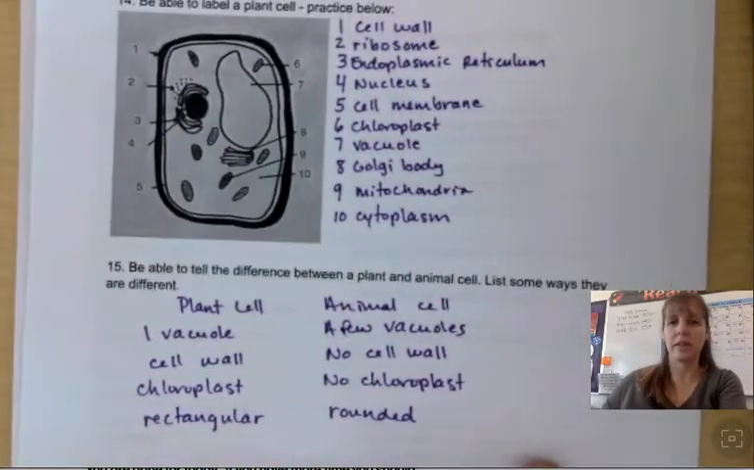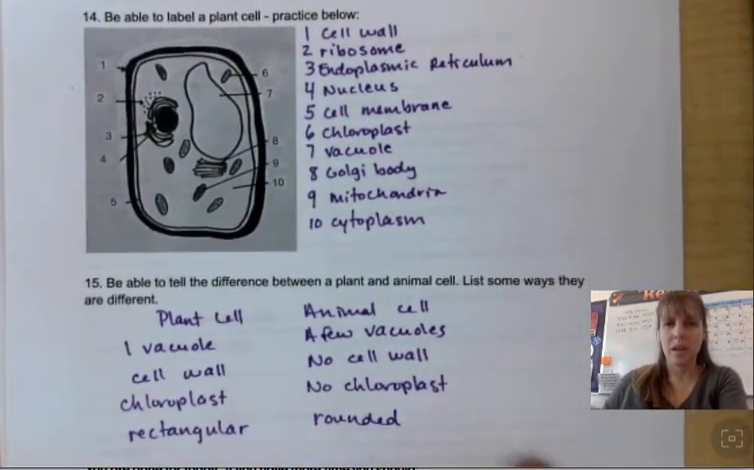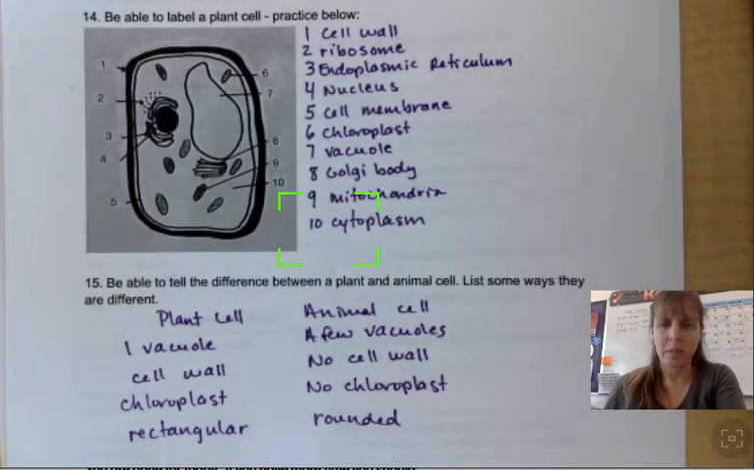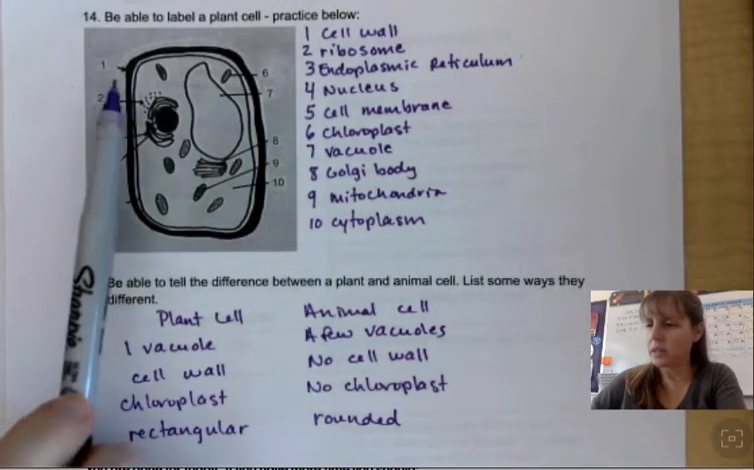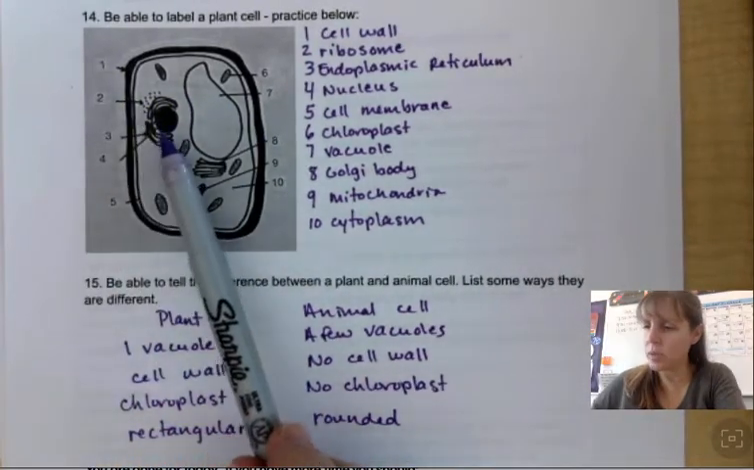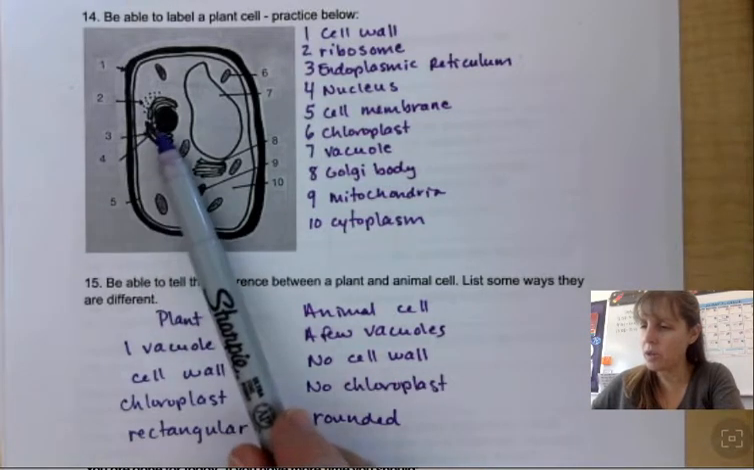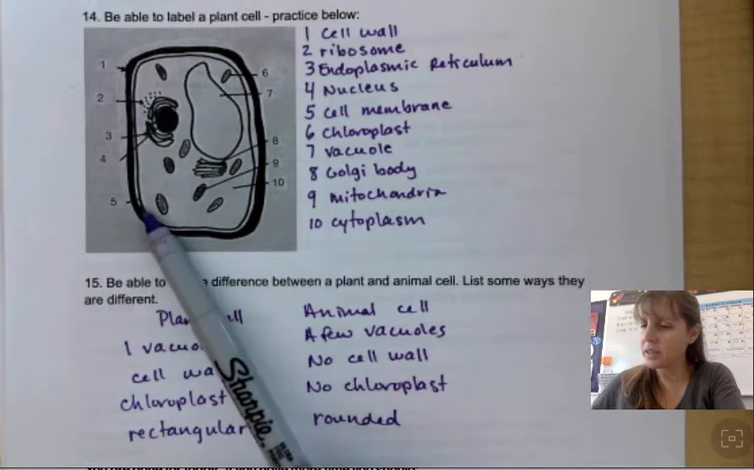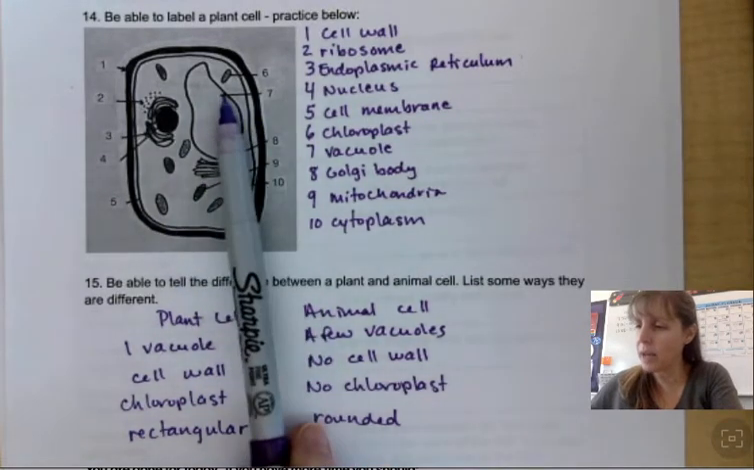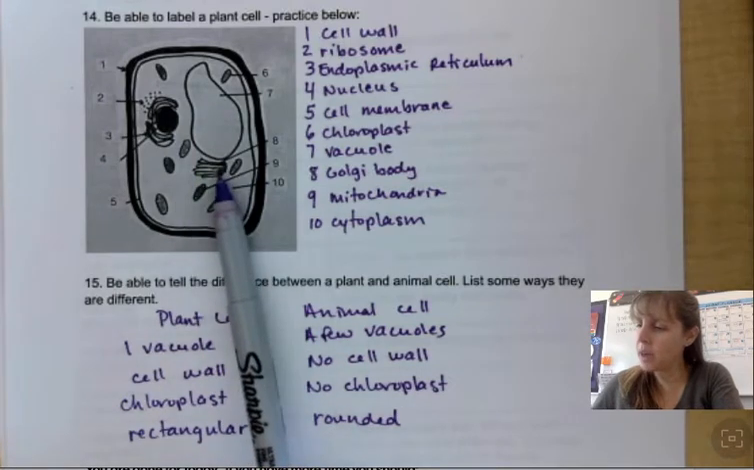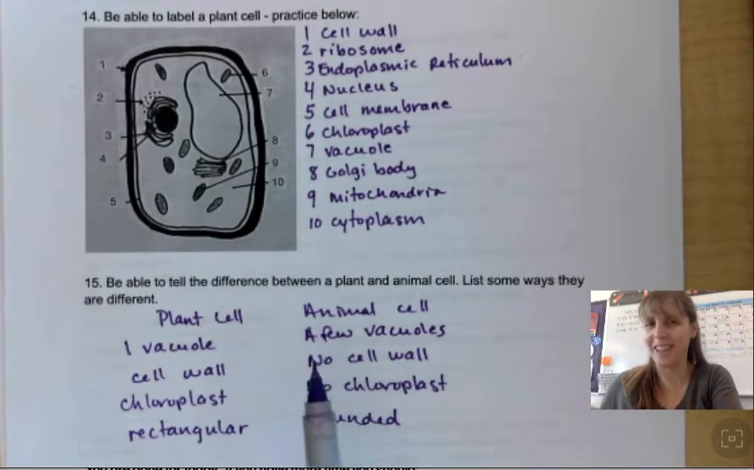All right, let's look at the next page together. Let's see if I can bring that down so we can see it. Number 14 says be able to label a plant cell and practice below. So number 1 is the cell wall, number 2 is the ribosome, number 3 is the endoplasmic reticulum, number 4 is the nucleus, number 5 is the cell membrane, number 6 is a chloroplast, 7 is the vacuole, one large vacuole, right? 8 is the Golgi body, 9 is the mitochondria, and 10 is the cytoplasm. I still love that word.